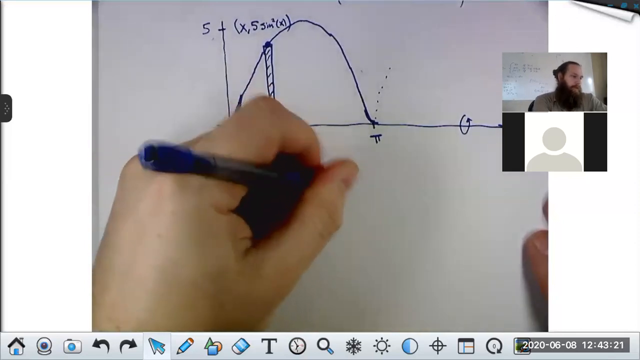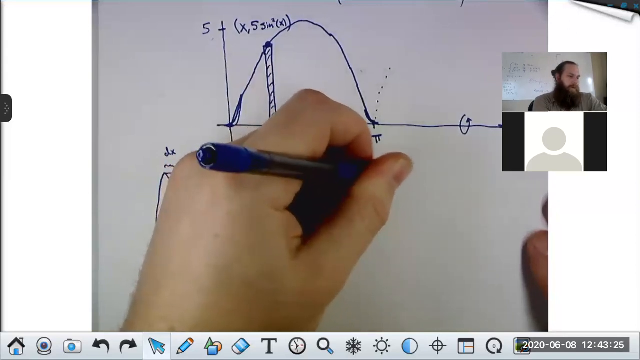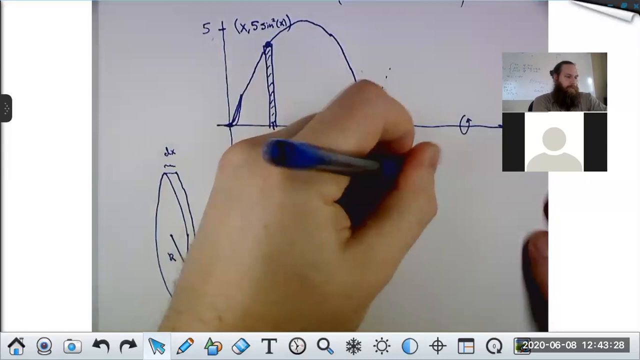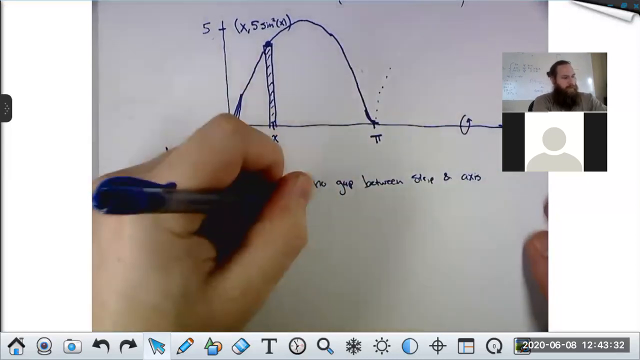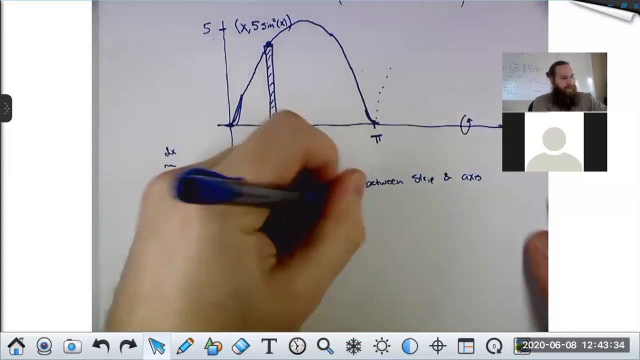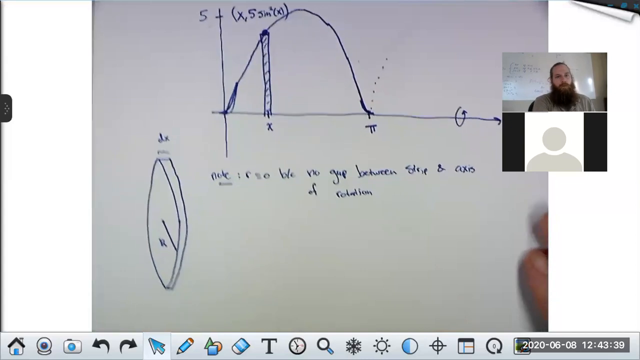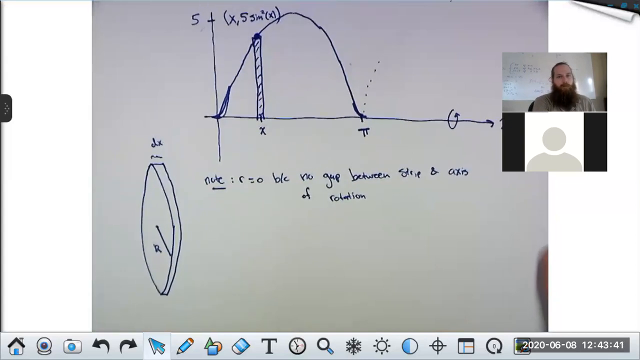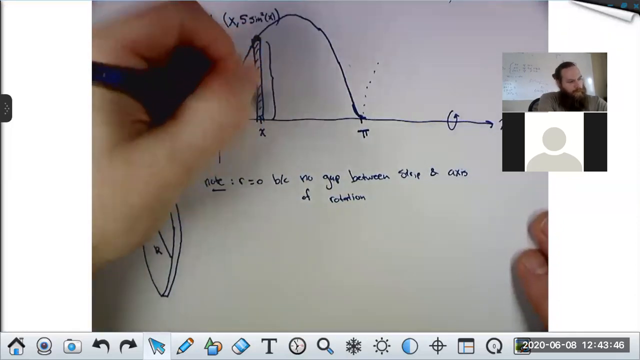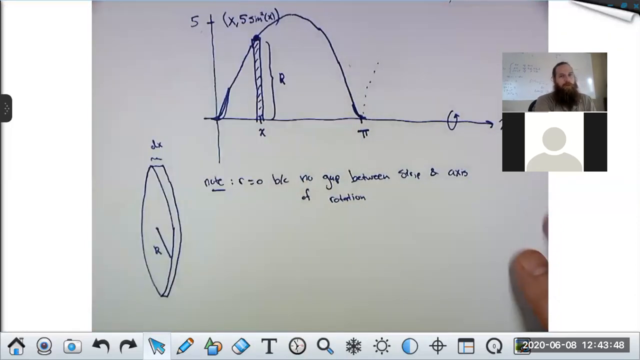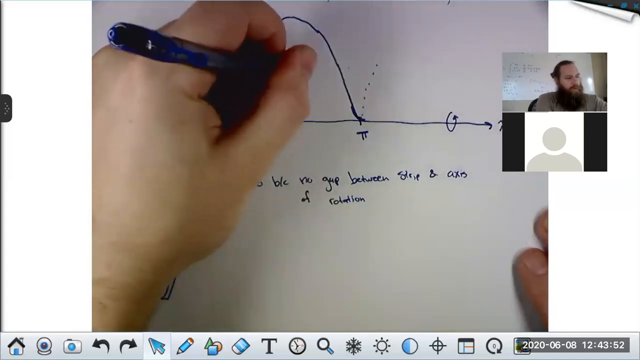Because there's no gap between the strip and the axis of rotation, I just have to worry about big R. And in this picture, big R is this distance, which is 5 sine squared x.